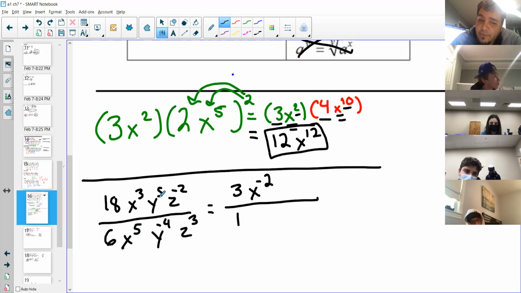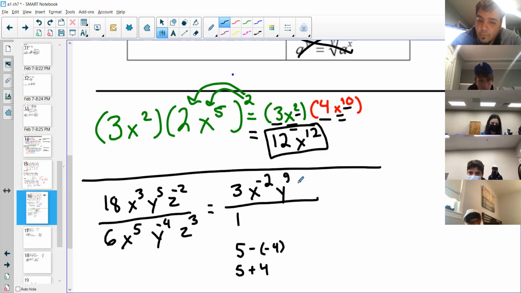Next one, y to the fifth divided by y to the negative fourth. That's going to be 5 minus negative 4. Double negative means positive, so that's the same thing as 5 plus 4. So that's going to be y to the 9th.